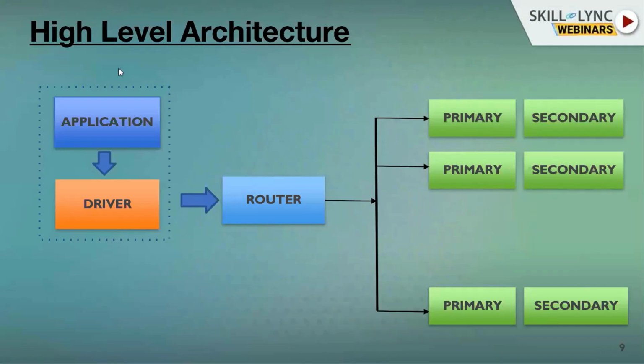Whenever a request comes, it comes in this fashion. It comes to the application, gets connected with the driver, goes to the router, and then it fetches the information, and in turn it comes back this way and is shown to the application. This is the very high level architecture, but it has multiple things under the hood. Even the router has its own flavors. Like the driver, I've just mentioned a single driver, but there are multiple drivers for multiple languages.